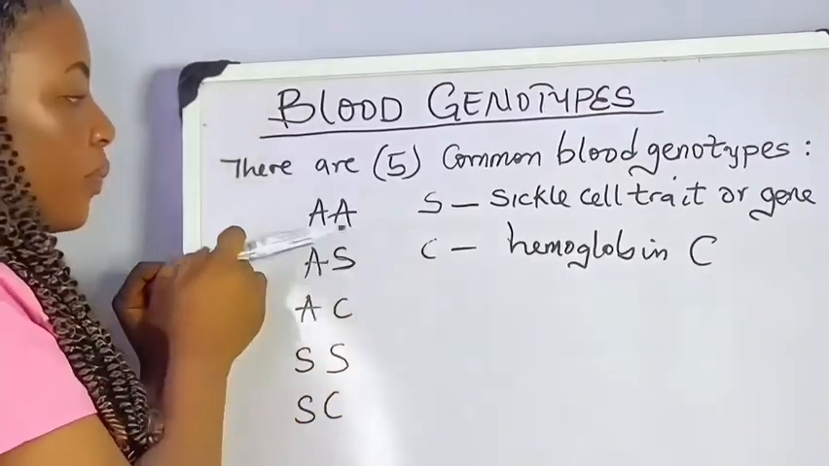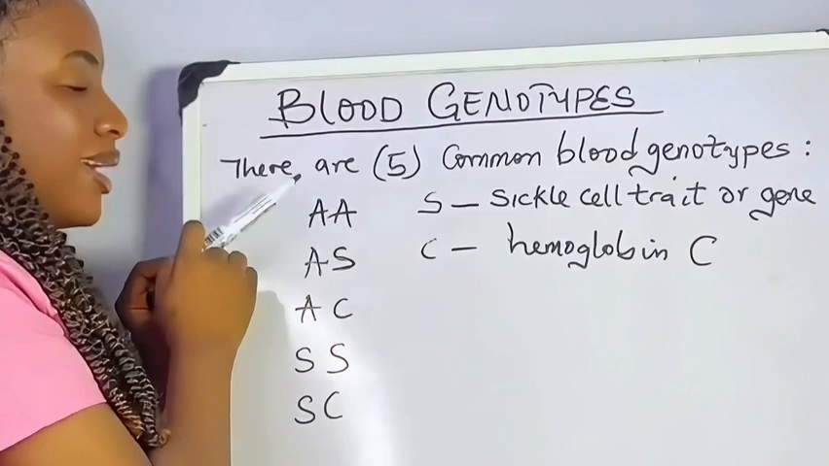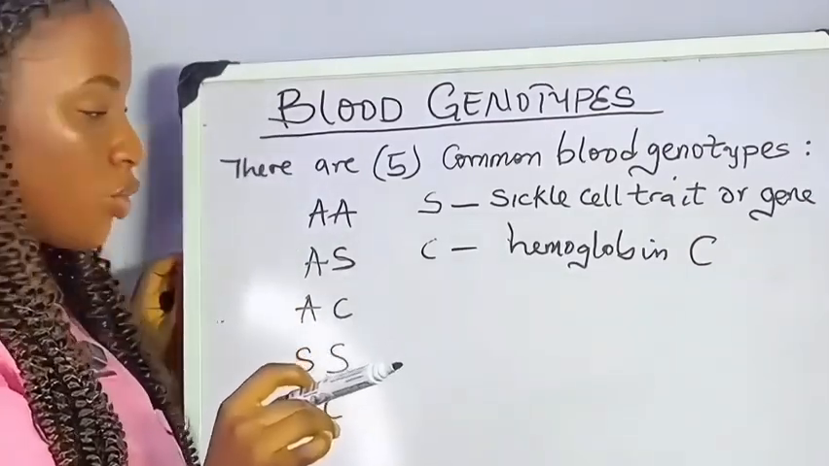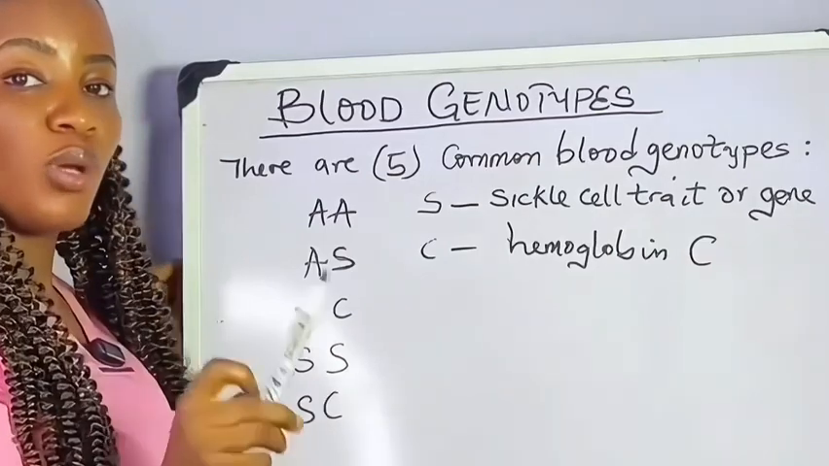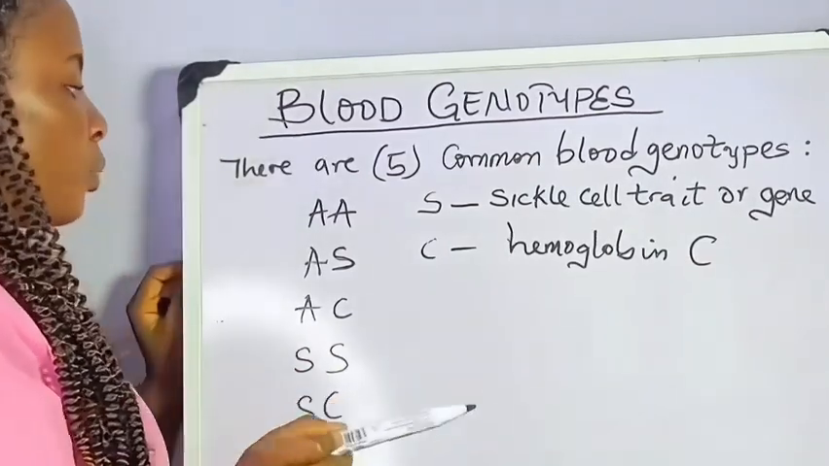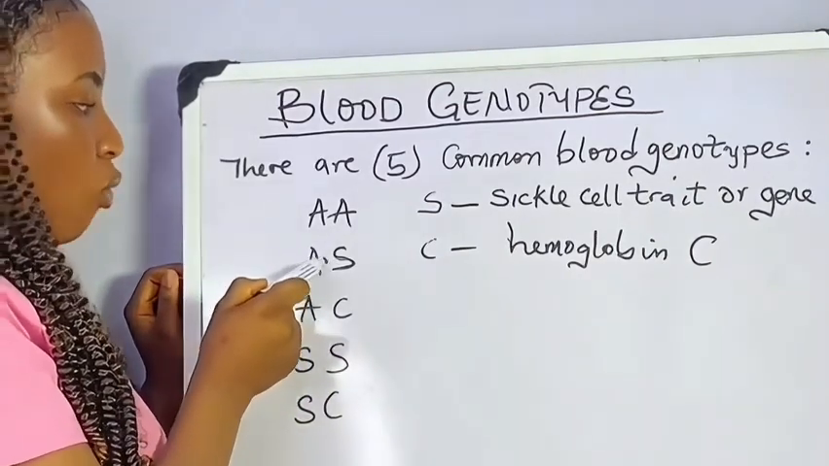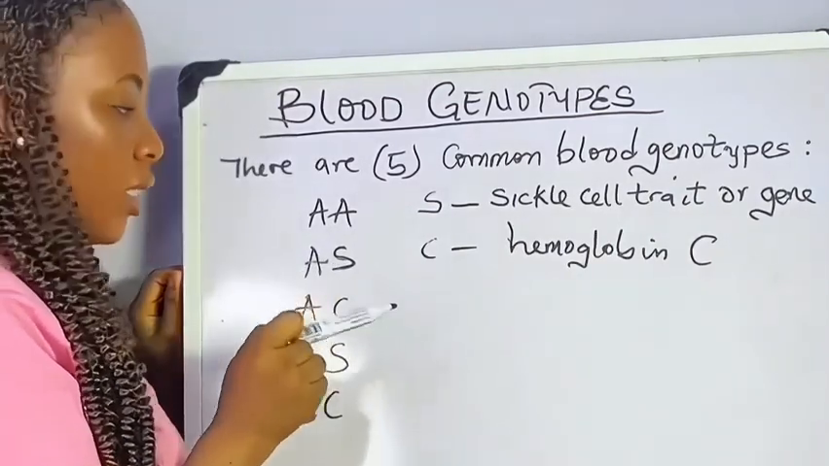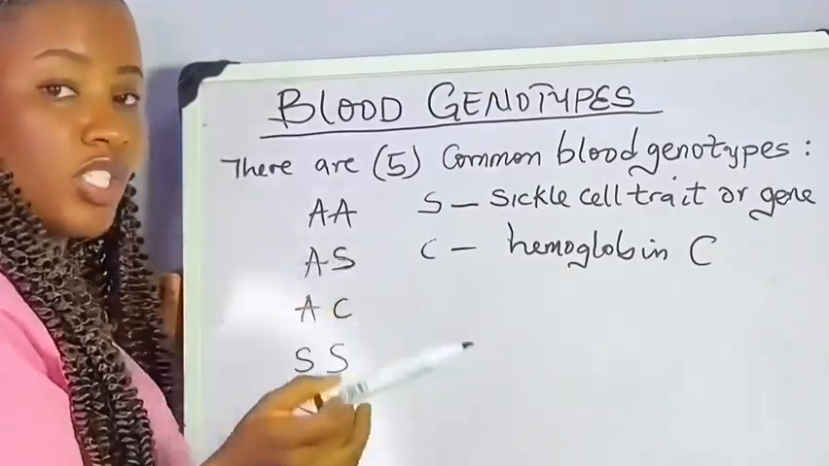People with blood genotype AA have no abnormal gene. They have 2 normal genes, and that is why they can marry anybody of their choice. But once you see S or C in your genotype, just know that you are very selective of who you can marry. You can't just marry anybody of your choice. People with blood genotype AS have 1 normal gene, which is A, and 1 sickle cell gene, which is S. But they are usually healthy, just that they can transfer this S to their children.